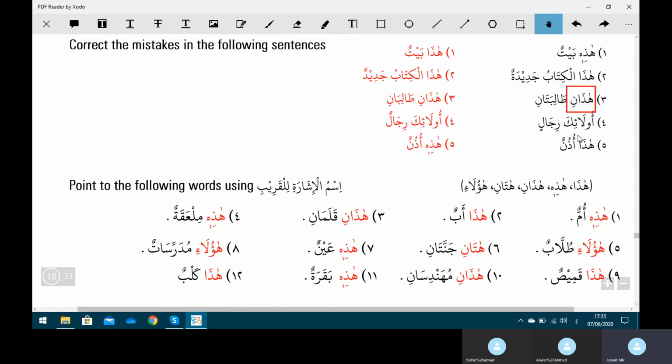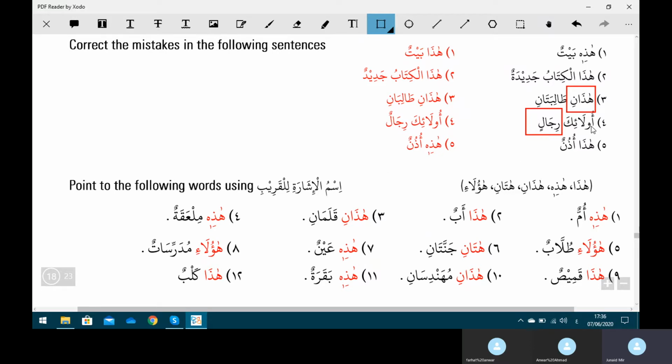Okay, and number four is ulaika rijalin. The mistake here is this word here. It's jar. The case ending is jar. And the default is everything needs to be in the rough status, or the rough case ending, sorry. We're not using the word status anymore. Case ending. So the correct answer is ulaika rijalun.